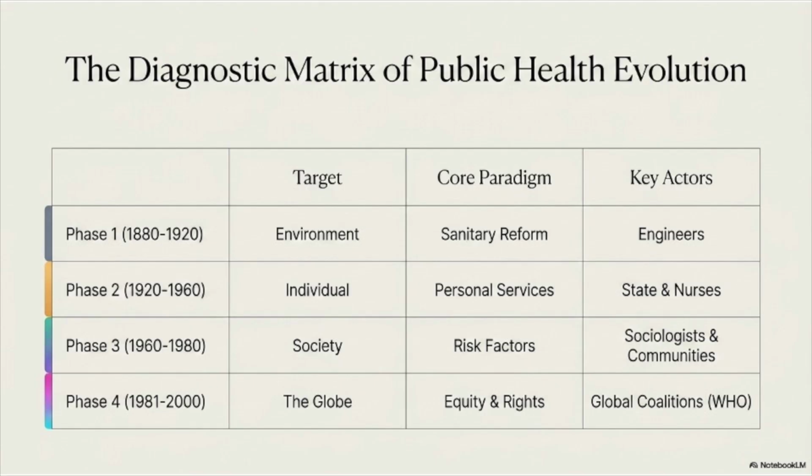When we compare all four phases together, the evolution becomes very clear. The target of public health expanded progressively. Initially, the focus was on the environment, then it shifted to the individual. Later, attention moved towards society and behavioral determinants of health. Finally, public health embraced the entire global population with an emphasis on equity, human rights, and international collaboration.